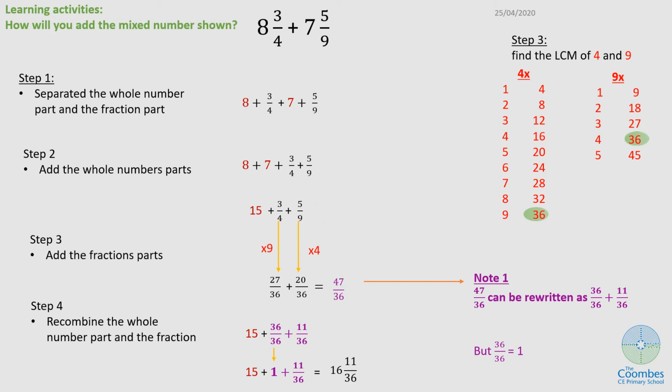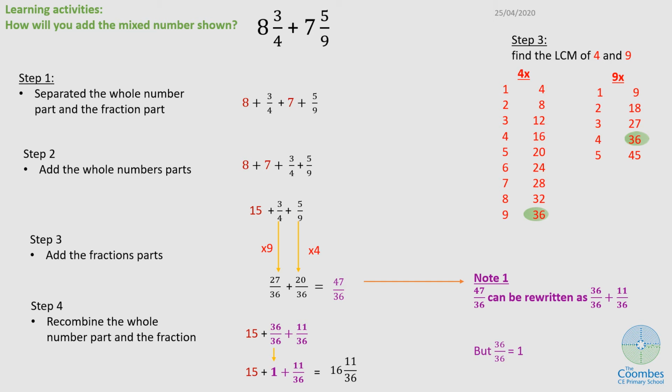Now, we know that when we are adding fractions, we never add the denominators. So I have a denominator of 36. We only add the numerators. So 27 add 20 will give me 47. Now, this you have to be careful. When the numerator here is bigger than the denominator here, we need to rewrite it in a certain way.